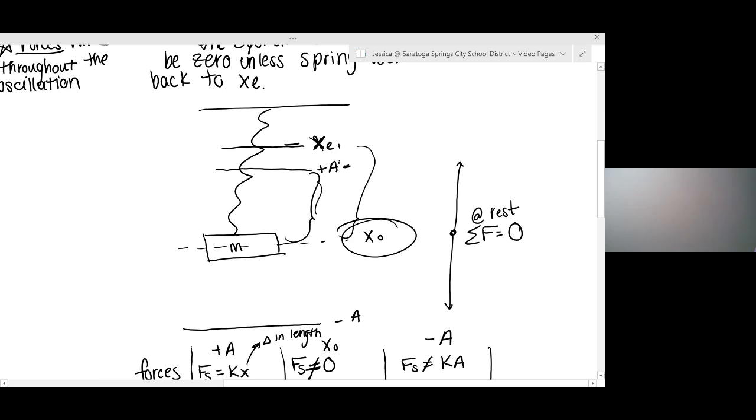Okay, and that's essentially to get the initial change in length of the spring. Okay, so how far that mass causes the spring to stretch. All right, let's look at energy.